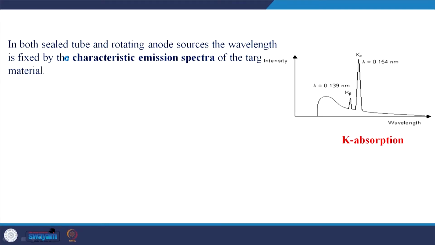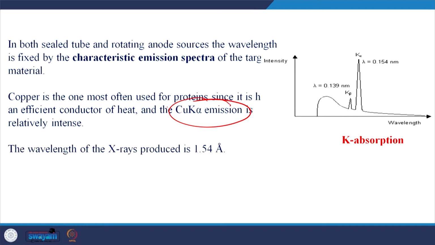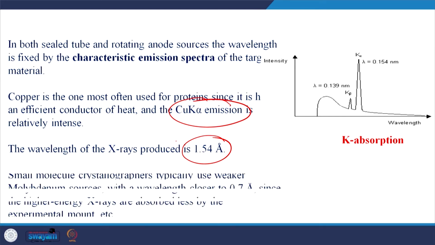In both sealed tube and rotating anode sources, the wavelength is fixed by the characteristic emission spectra of the target material. Copper is one of the most often used for protein since it is an efficient conductor of heat, and the Cu-K alpha emission is relatively more intense than other metals. The wavelength of X-ray produced by copper is 1.54 angstrom, again very much a match with the bond lengths.